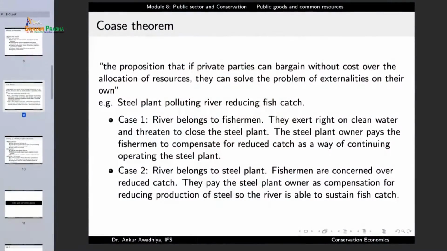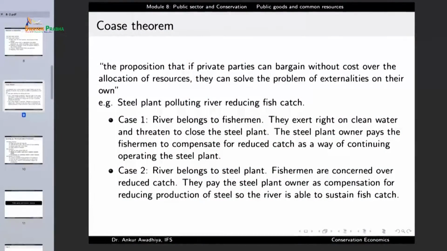So let us look at the case of a steel plant that is polluting the river, and this pollution is reducing the fish catch. Now, here again, for the Coase theorem to work properly, we need to have property rights, and we need to have a government that can help in the enforcement of the property rights. So we'll look at two cases. The first case is that the river belongs to the fishermen. So the government has given the right of the river to the fishermen.